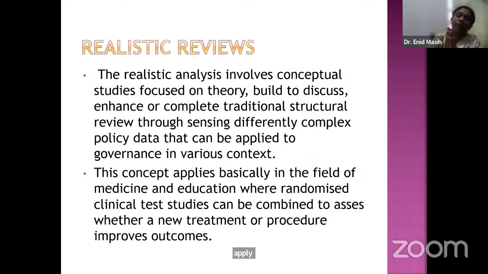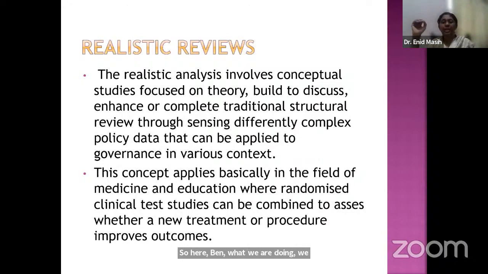So what we are doing here is trying to assess whether a new treatment or procedure's outcomes affect the whole population or not. In that case, a realistic review focuses on how this will help. It will help us see the gradual approach, what people are actually doing. Because in systematic literature review, we are not conducting any type of research. We are not focusing on a primary data source.